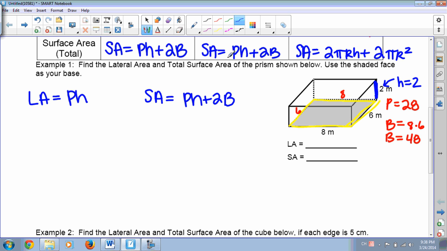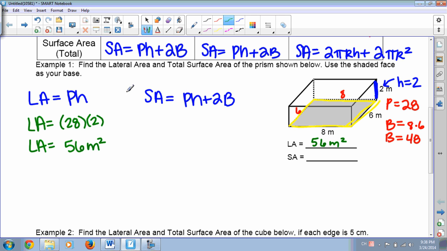Okay, so let's go ahead and plug this in. Lateral surface area is equal to the perimeter times the height of the prism. Well, the perimeter we found out was 28 times the height of the prism, which is 2. So the lateral surface area is just 28 times 2, which is 56 meters squared.